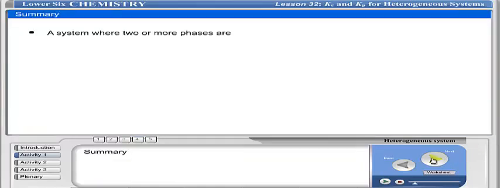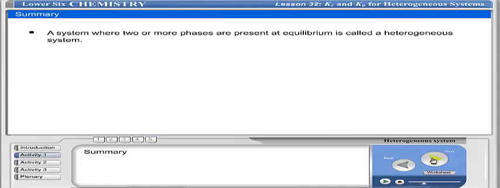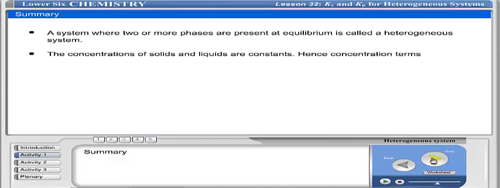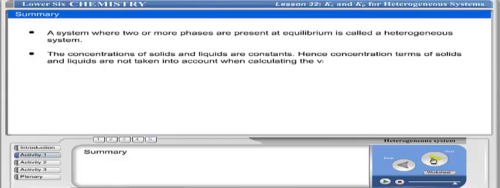Summary: a system where 2 or more phases are present at equilibrium is called a heterogeneous system. The concentrations of solids and liquids are constants. Hence, concentration terms of solids and liquids are not taken into account when calculating the values of Kc and Kp.